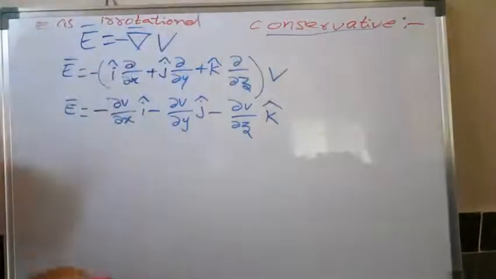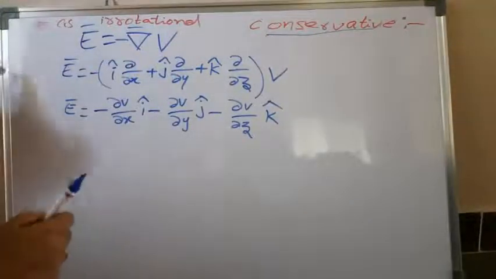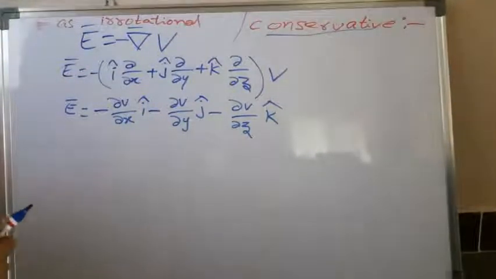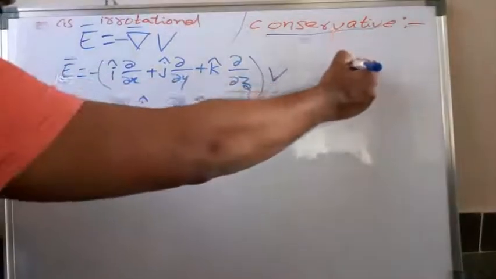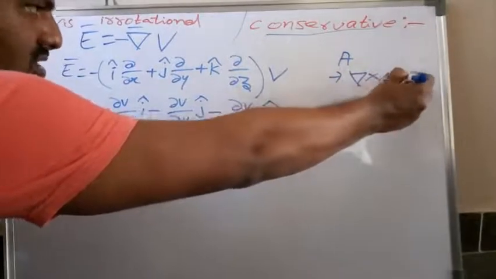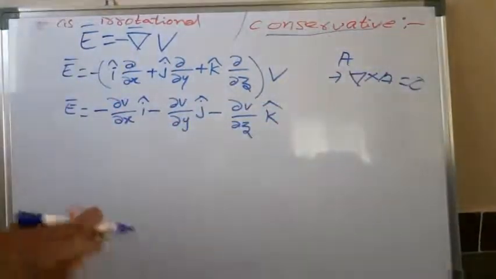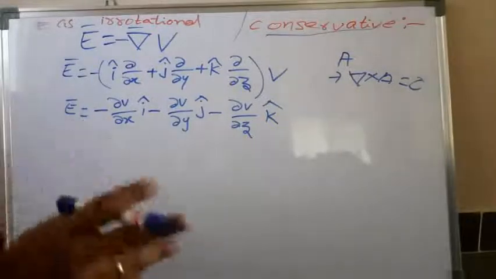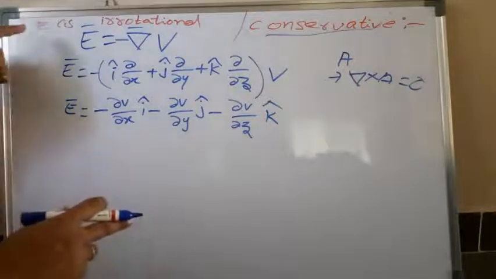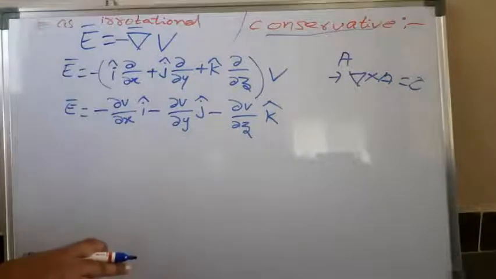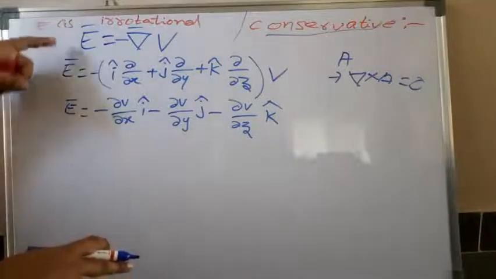It is also an important topic. Electrostatic field is irrotational. When a vector A satisfies the condition del cross A is equal to 0, then A is known as irrotational, a non-curl vector field. We need to show that electric field intensity is also a non-curl, irrotational vector. For that I am utilizing this.